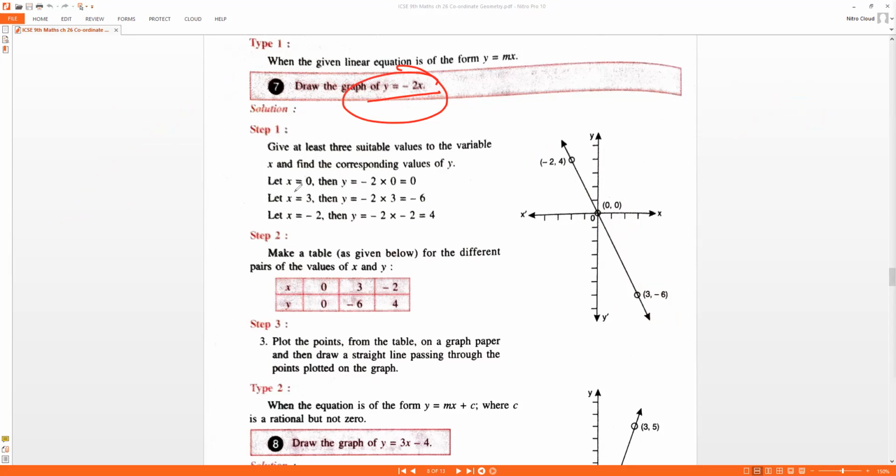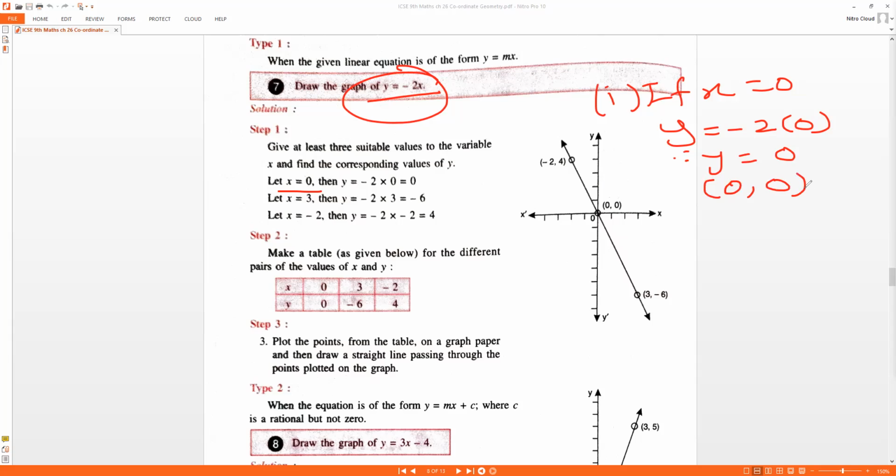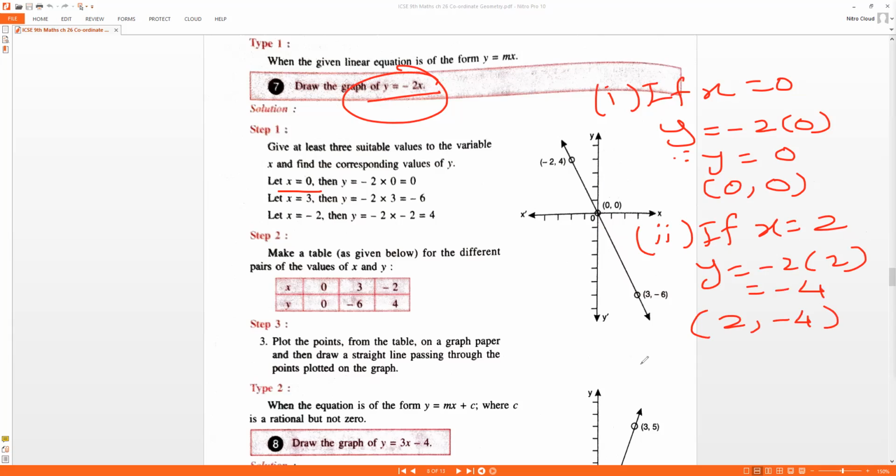Again, you have to assume some value of x. For instance, if x is 0, then you put this value of x in the given equation. So y will be minus 2 into 0. So what will be y? 0. So what is the point? 0 comma 0. Then for the second point, let's say x is equal to 2. What will be y? Minus 2 into 2, that is minus 4. So the point is 2 comma minus 4.